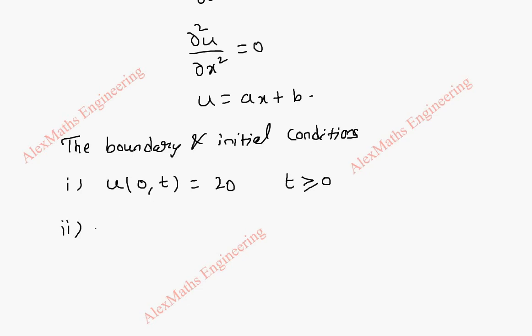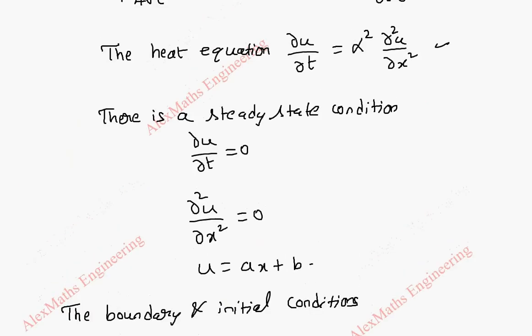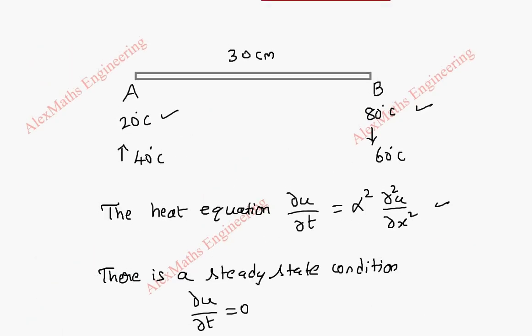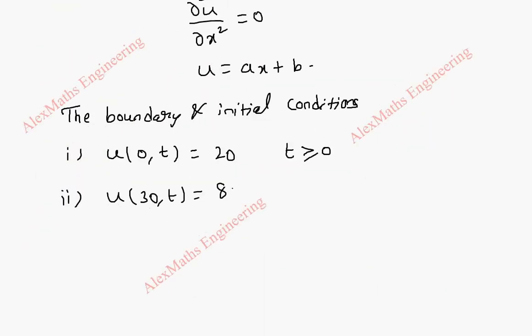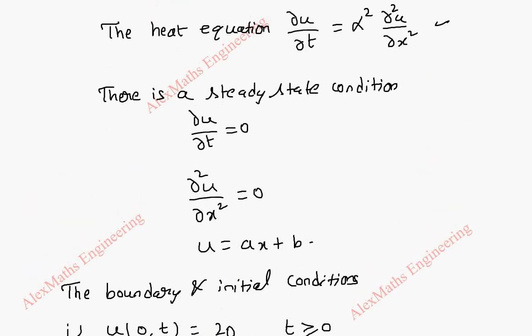Then condition 2 is U of 30 comma t, that is the other end, because the rod length is 30, and the temperature here is 80, so we can say this is 80, and for all t greater than or equal to 0. And third one, we have to find U of x comma 0. When t is 0, we need U of x. So for that we are going to take this condition and this solution.